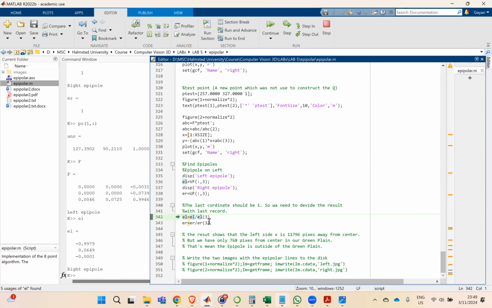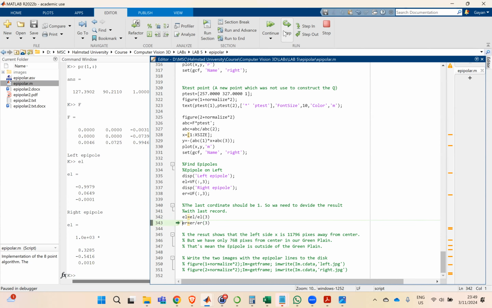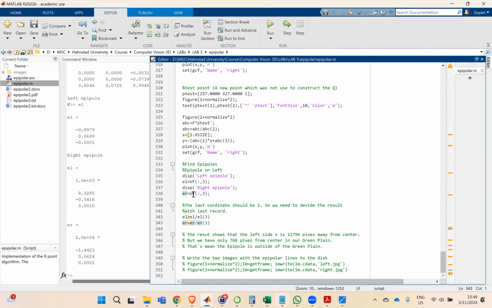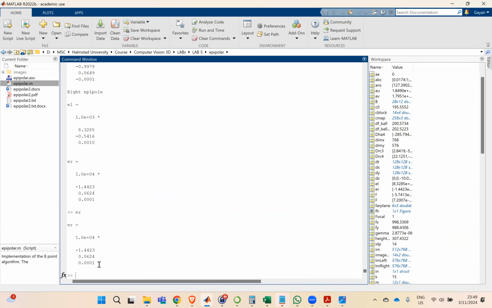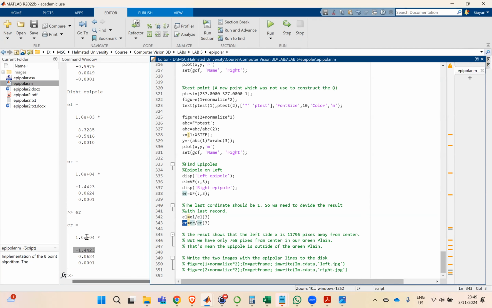I just divided these values by the third dimension. If I check ER now, you multiply this, because it's now in scientific format, but you got the idea, right? Yeah. Okay, that's the end of the lab.